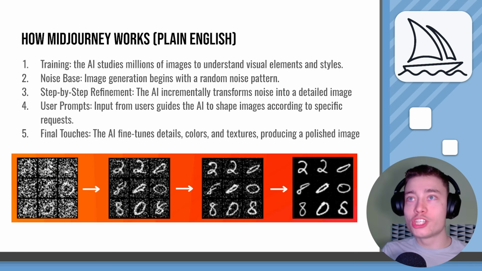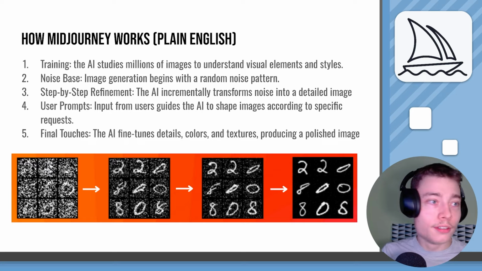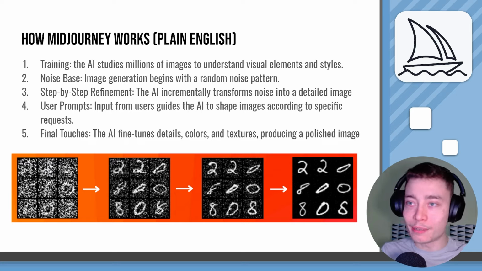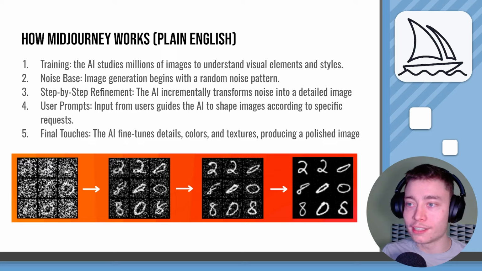Okay, so here is how Midjourney works in plain English. It's a diffusion model. So it starts by training. The company scrapes as many images from the web as possible. Obviously, there is some controversy. Some companies get a license. Like, I think Adobe is probably the only large company that has every image license because they own Adobe Stock.